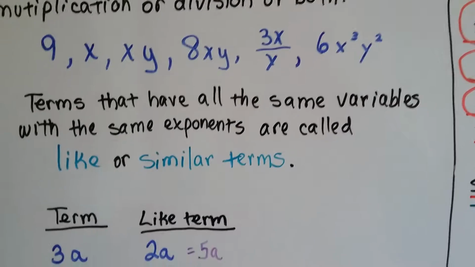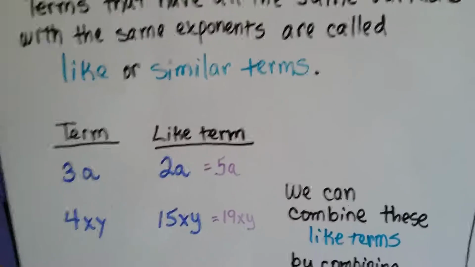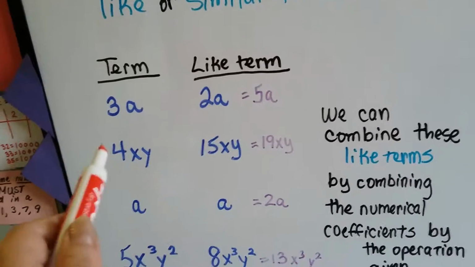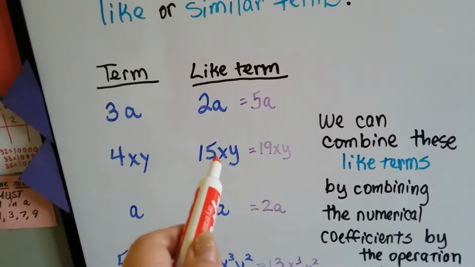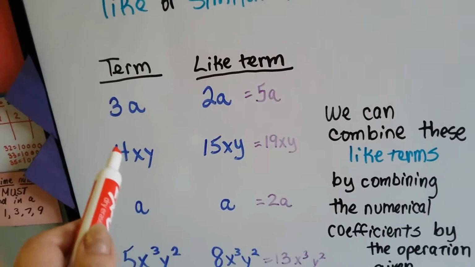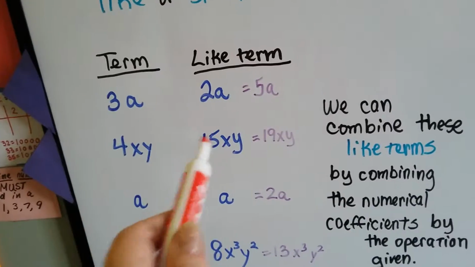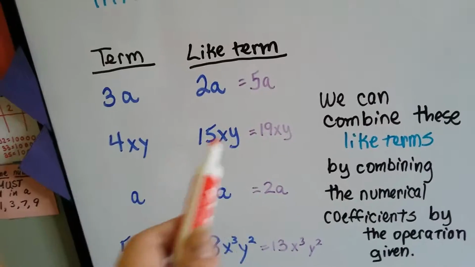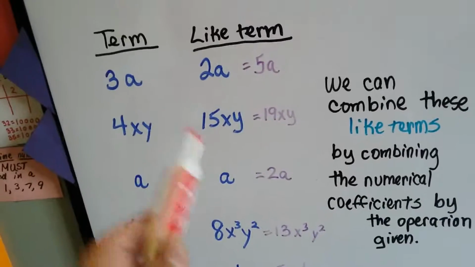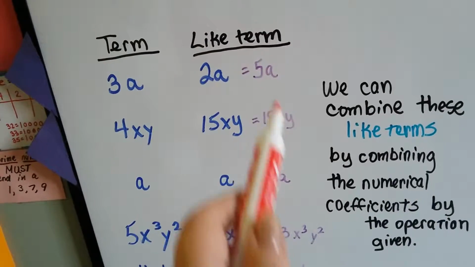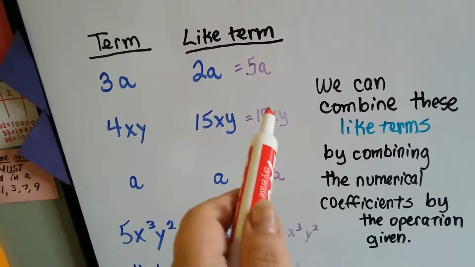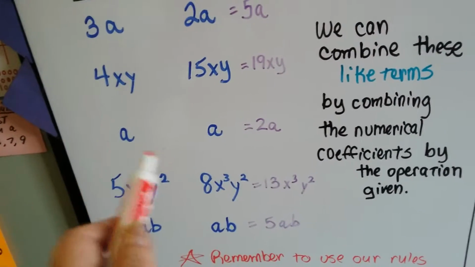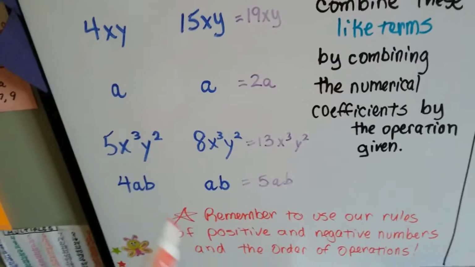Terms that have all the same variables with the same exponents are called like or similar terms. So 3a is a like term with 2a. 4xy is a like term with 15xy. See how they have the same variables and the numerical coefficient might be different, but it's got a number and then an x and then a y, so it makes them like terms. If we added these two together, we'd have 5a. If we added these two together, we'd have 19xy. A and a is like a 1a and a 1a, so we have 2a, see?